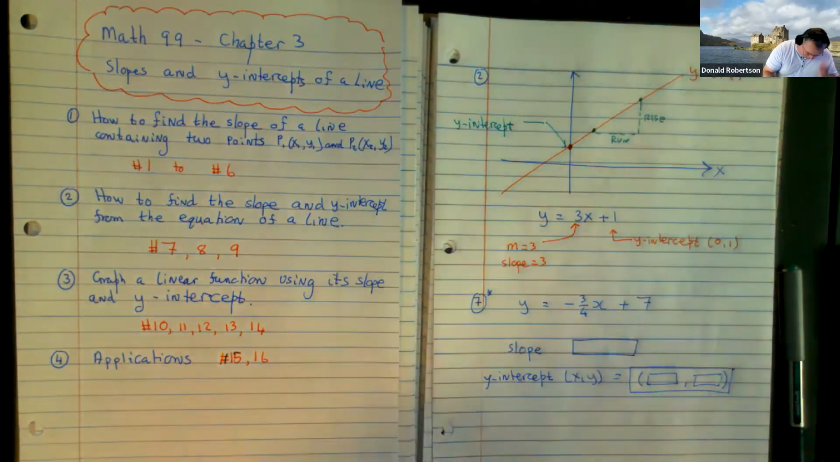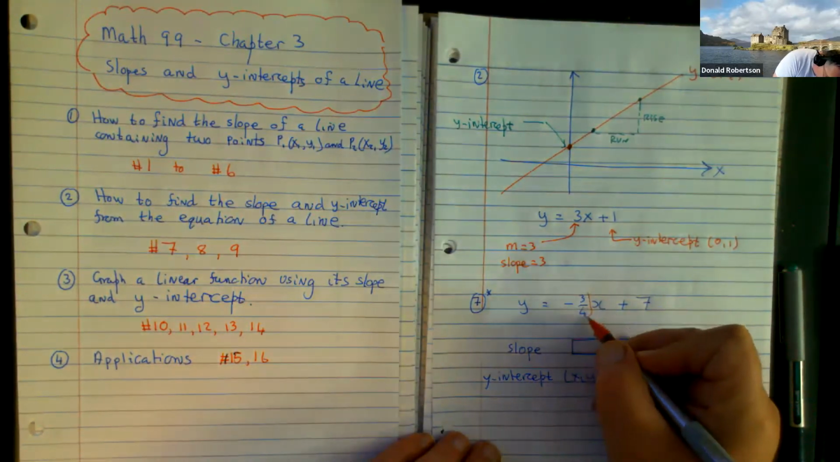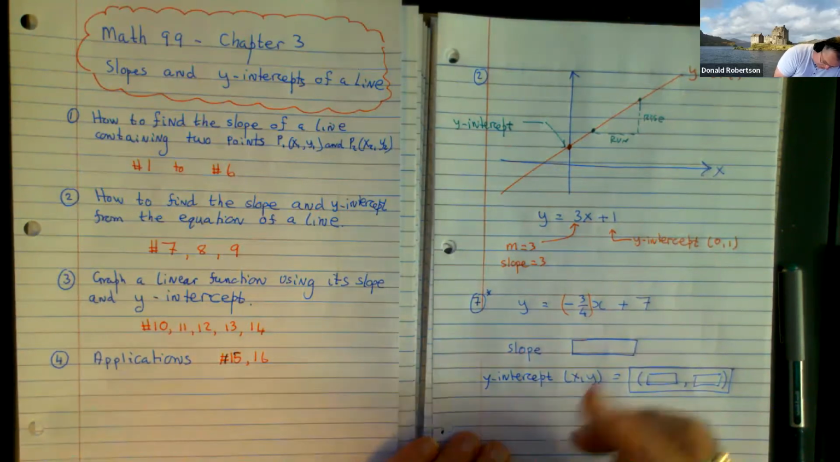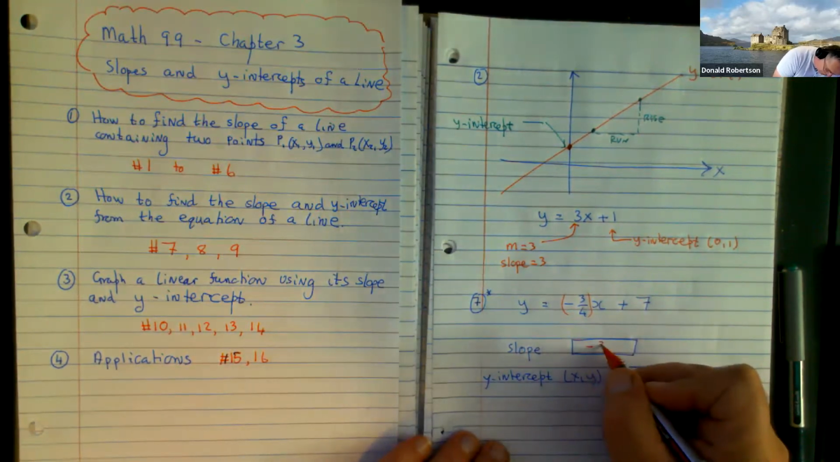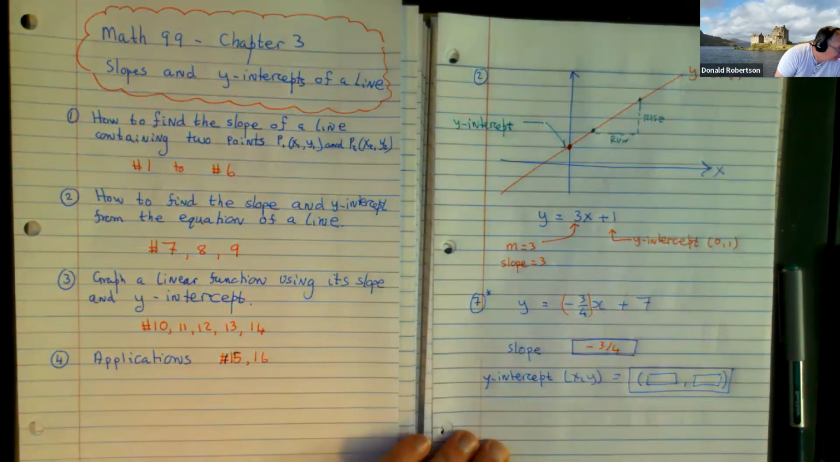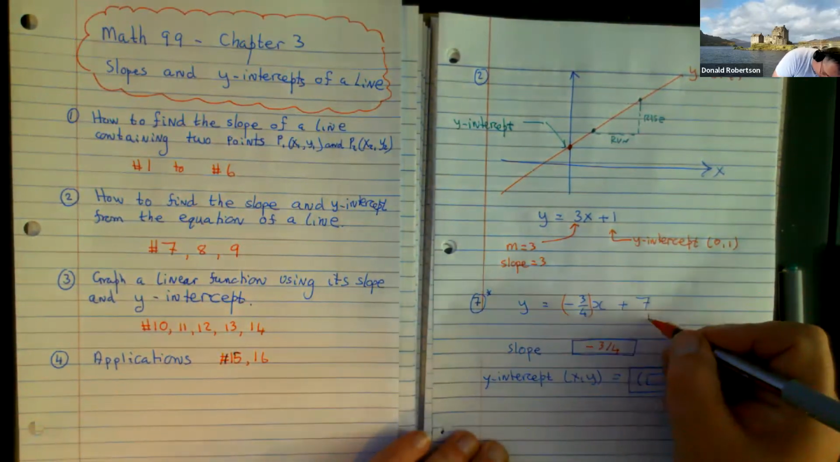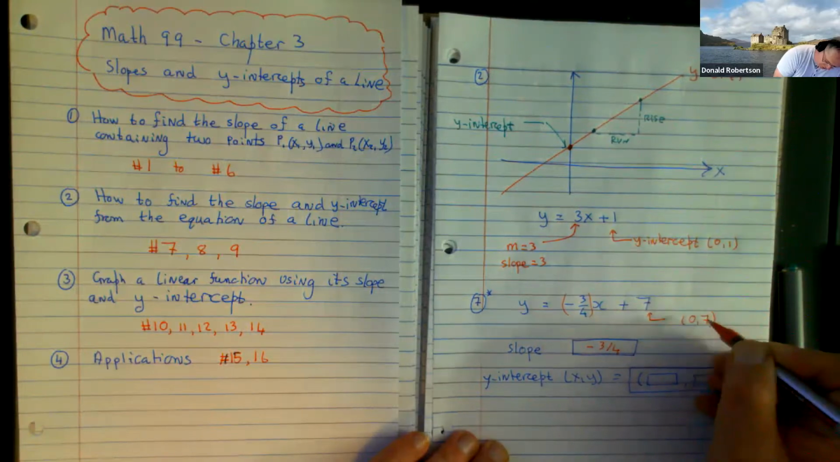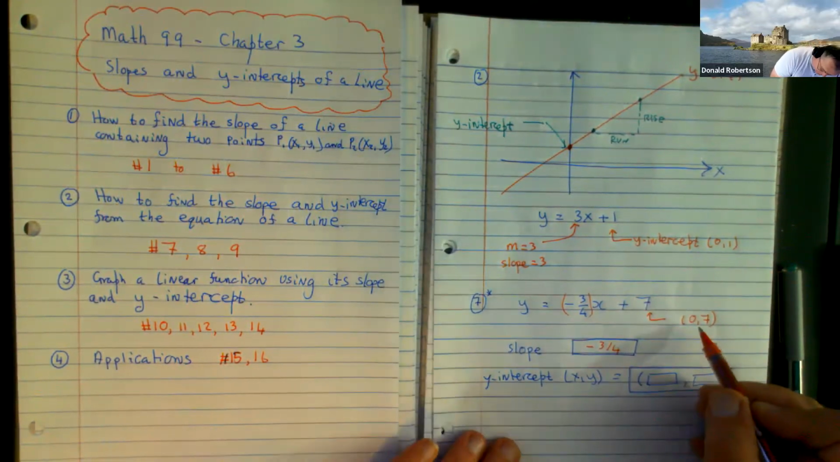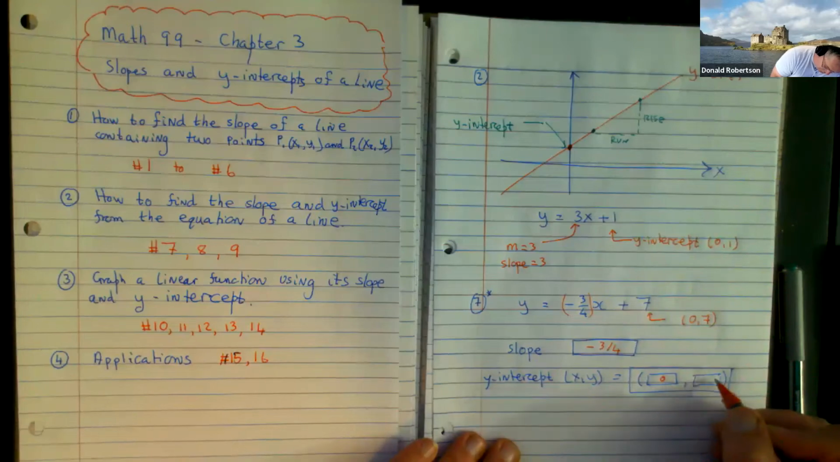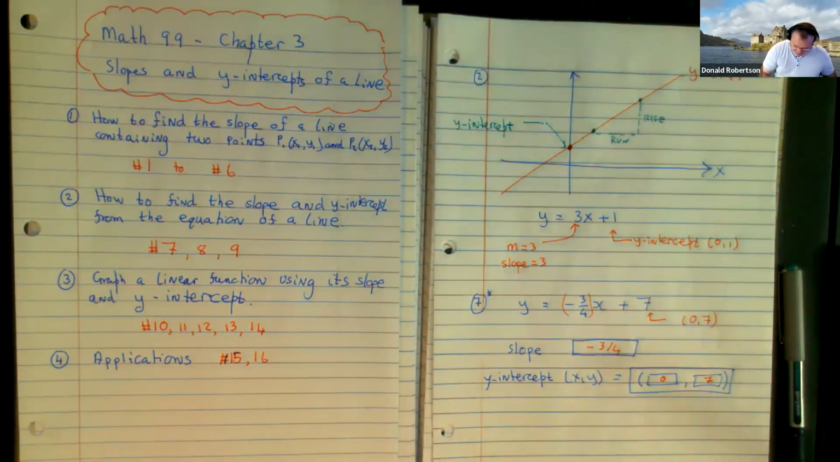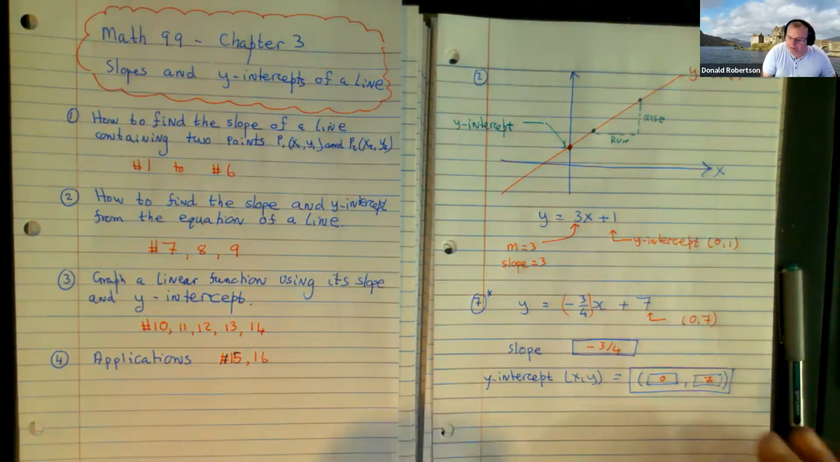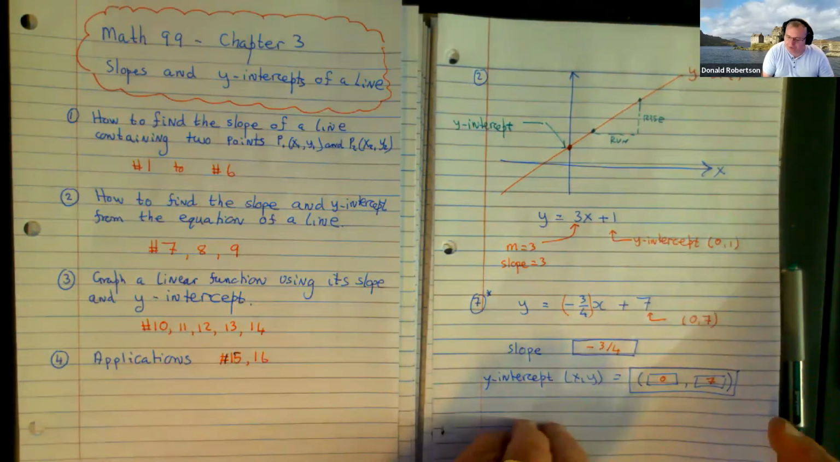Okay. The number, in this case the fraction next to x, the coefficient of x, is your slope. And this here is the y-intercept, and its coordinates, because that's the y-coordinate of the y-intercept, are 0, 7. So you put 0 and 7. That's a really pretty straightforward question, in my opinion.